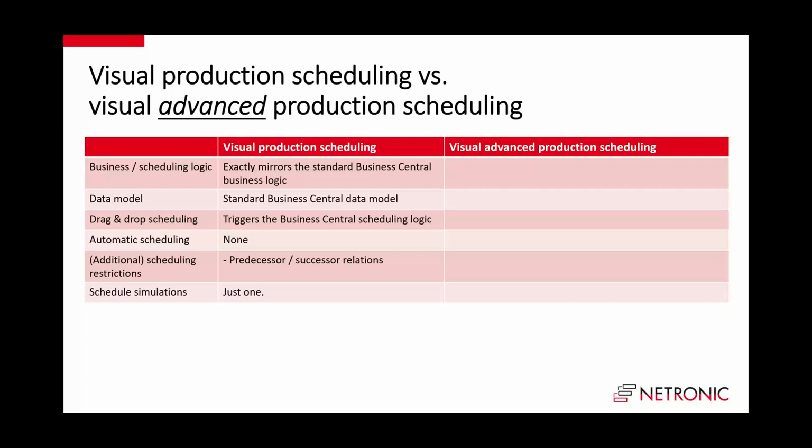We have production orders, production order lines, production order routing lines, capacity needs, machine centers, work centers, capacities, and the shop calendars. All of this is standard, all very down to earth, no changes to it.